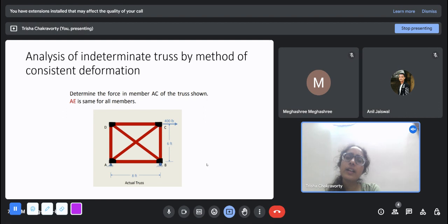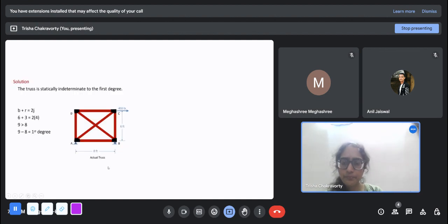Now we move on to the analysis of indeterminate truss by the method of consistent deformation. First, we start with an example. First, let us check whether this truss is indeterminate or not.